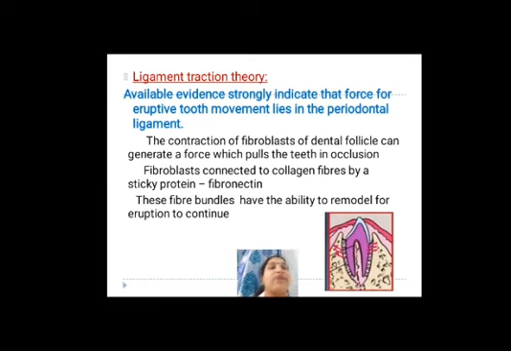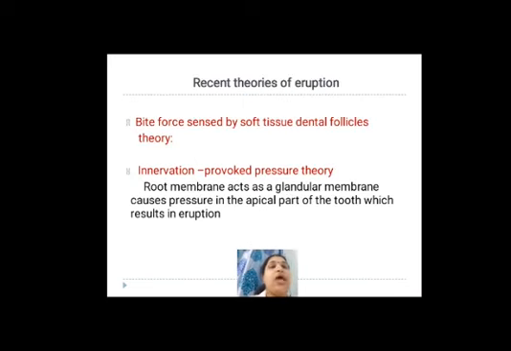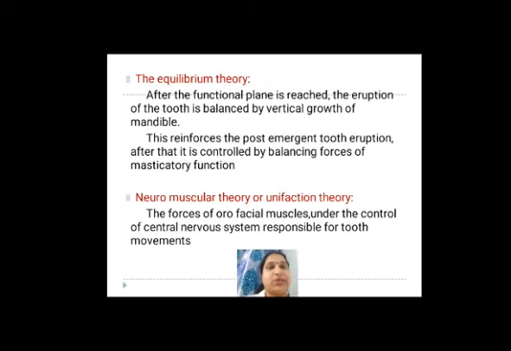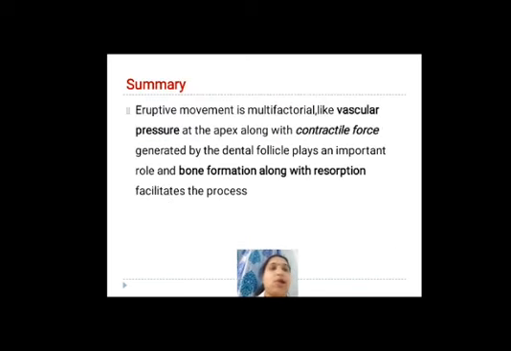The contraction of the fibroblasts of the dental follicle can generate a force which pulls the teeth into occlusion. The fibroblasts are usually connected to collagen fibers by a protein called fibronectin, which is a glycoprotein. So these collagen fiber bundles have the ability to remodel for the eruption to continue. So at last, ligament traction theory is the only theory that is accepted for tooth eruption. There are other theories like bite force sensed by soft tissue dental follicle theory, innervation provoked pressure theory, equilibrium theory, neuromuscular theory. All these are very recent theories, but the only fully accepted theory is ligament traction theory.